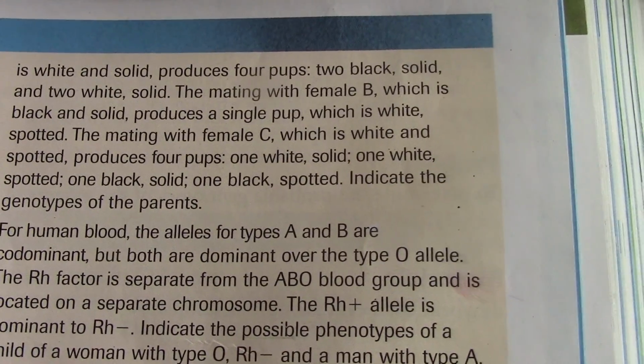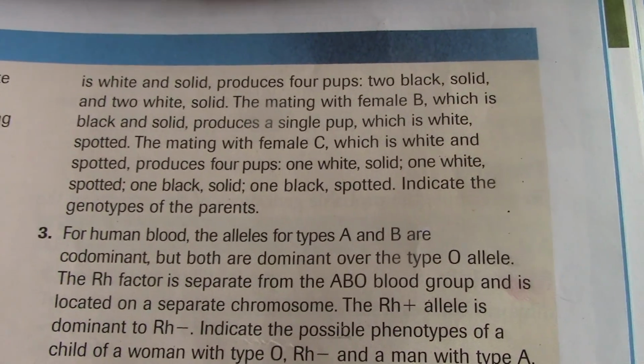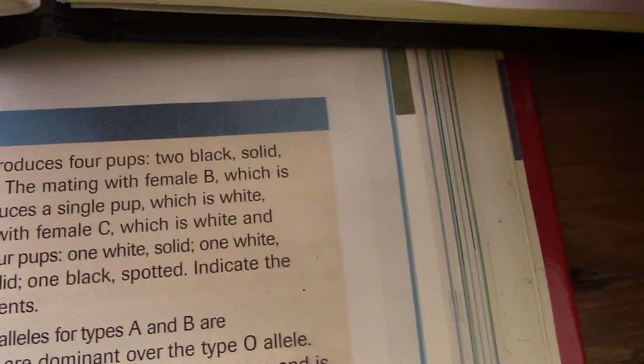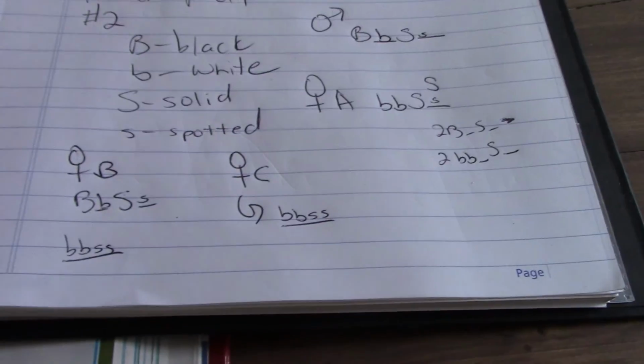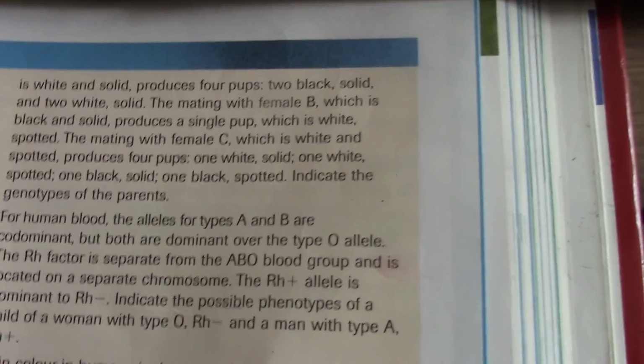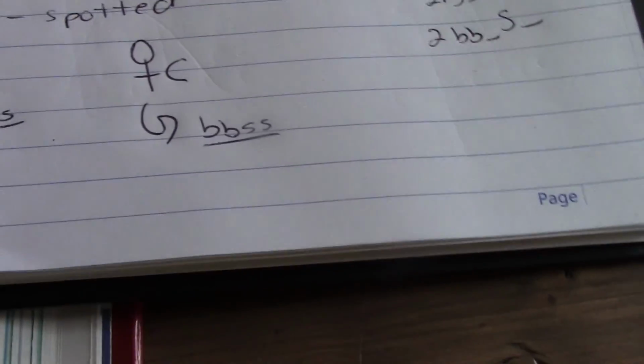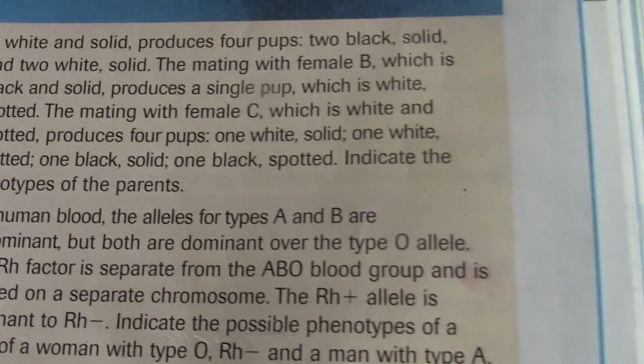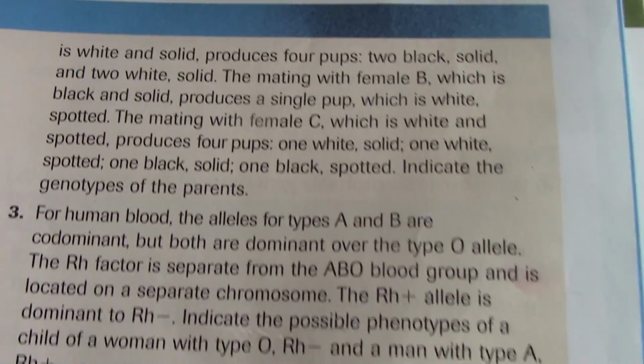The mating with female C. So female C is white and spotted. So female C, she is little b, little s. And we're done. Okay. So she's a test cross. And then you get a 1-to-1-to-1-to-1 ratio of whatever's there. So that's how you'd solve that question. Let's look at number 3.